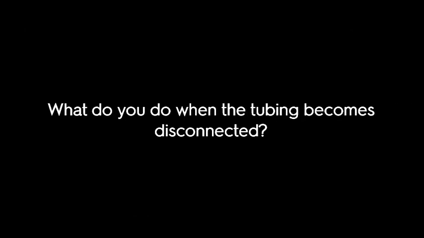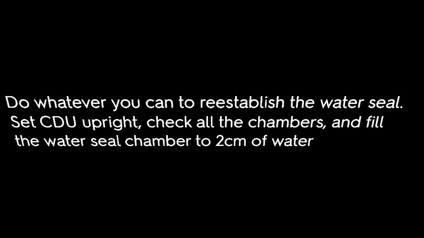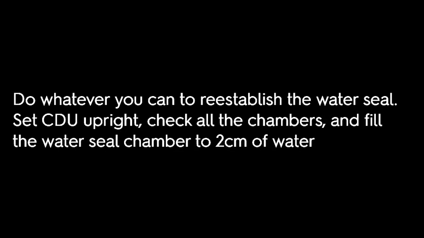What do you do when the tubing becomes disconnected? Another sterile connector at bedside or reconnect as fast as you can. What if the CDU falls over and the water leaks out or shifts to the drainage compartment? Do whatever you can to re-establish the water seal. Set CDU upright, check all the chambers, and fill the water seal chamber to 2 cm of water.